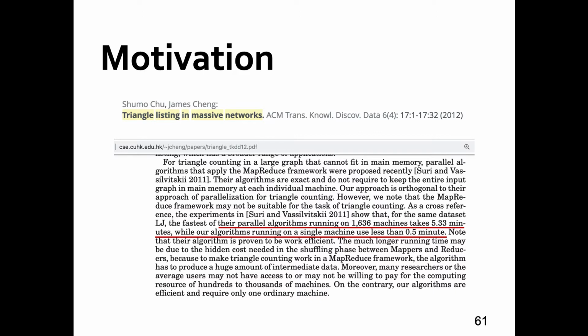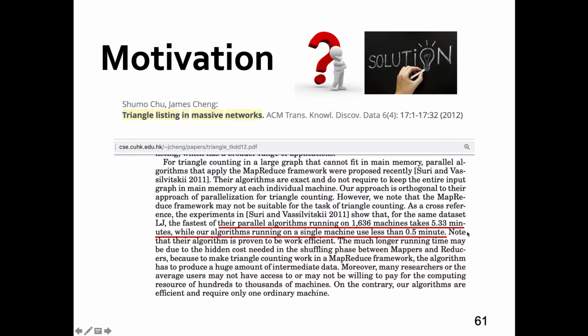For example, in this TKDD paper, the authors find that for triangle counting, the single-threaded algorithm is 10 times faster than the state-of-the-art MapReduce solution, running with over 1,600 machines. Despite these criticisms, no solution was proposed.